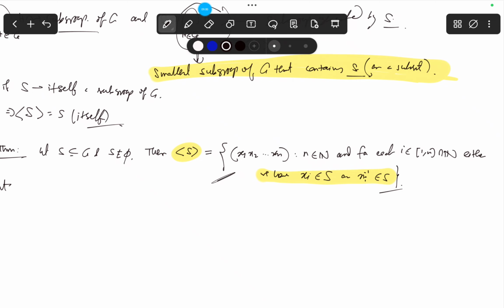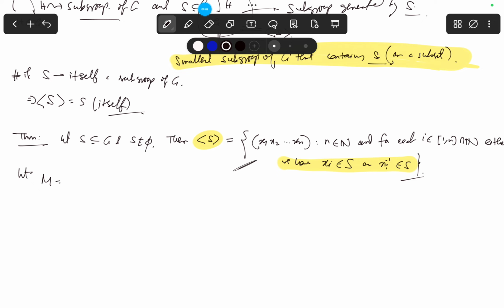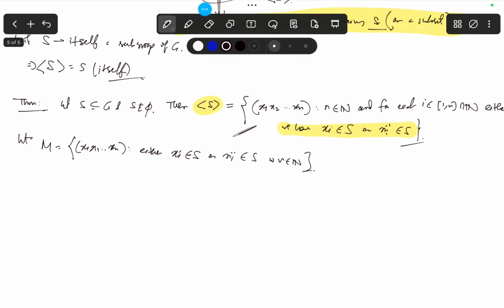Okay, so let us consider that we denote it as M, basically the set of all x1, x2 up to xn, such that either xi is in S or xi inverse is in S, for all n belonging to the natural numbers. Okay, now we choose any two elements from here. So let's say a is of the form x1 up to xn and b is of the form y1 up to ym.